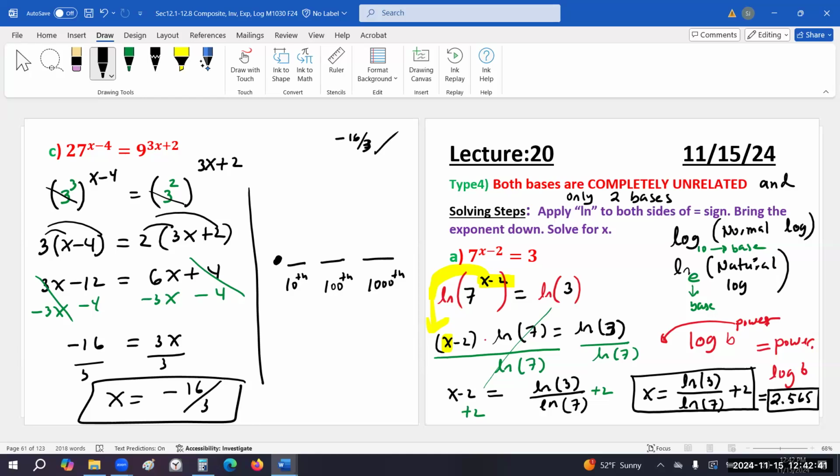Any question? Was any explanation confusing to you? Any part of the explanation? No? So that's the fourth step.